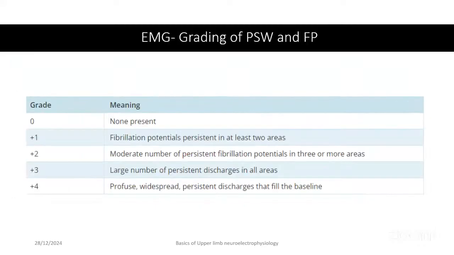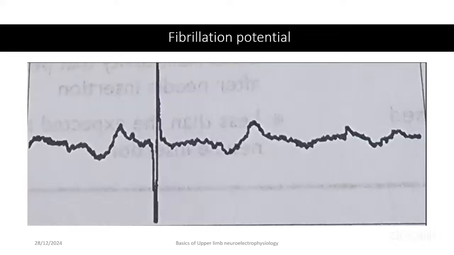So you can grade the positive sharp waves and fibrillation potentials: none is 0. Fibrillation potentials persisting in at least 2 areas is 1. Moderate number of persistent fibrillation potentials in 3 or more areas is 2. Large number of persistent discharges in all areas is 3. Profuse, widespread, persistent discharges that fill the baseline is 4. So this is how you grade them.